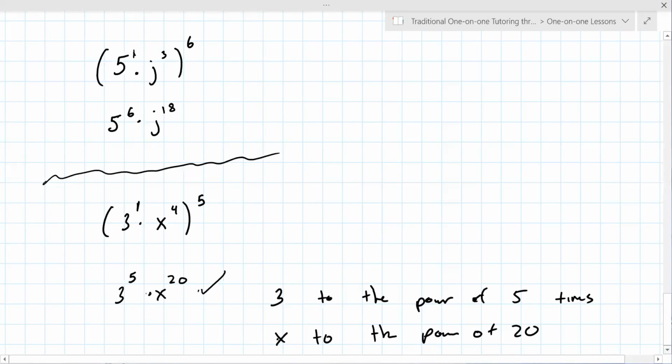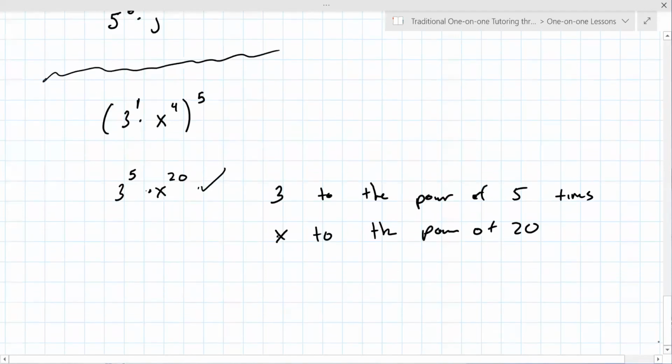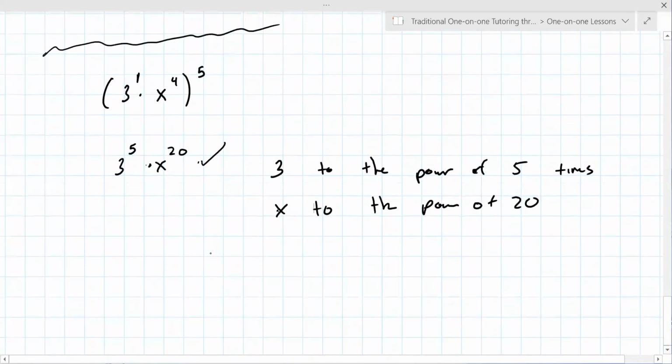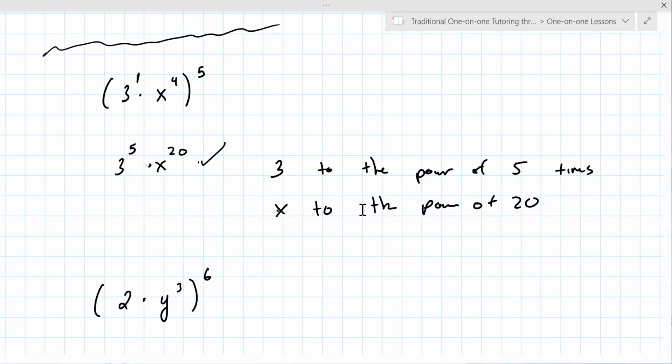Okay, so let's try it differently this time. I'm going to give you another example like this, and I'm going to let you figure it out, but I'm going to write down the correct answer, and you're going to tell me if it's what you have as well. So let's go 2 times y to the 3rd to the 6th power. Okay. So write down the answer whenever you get there, and see what you can come up with.